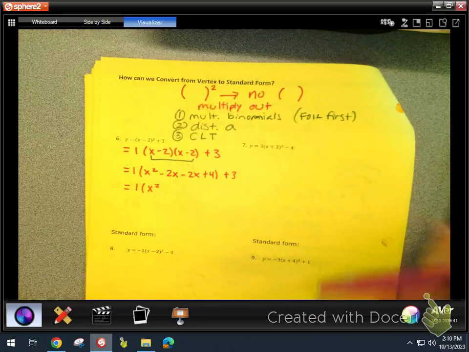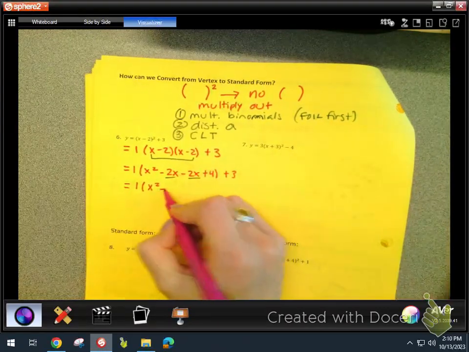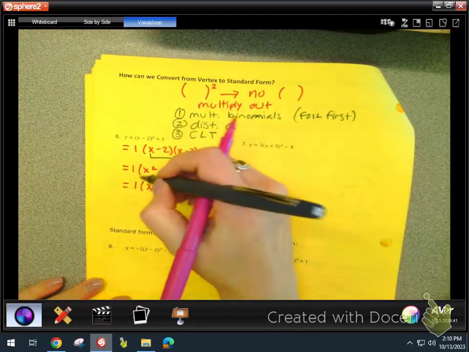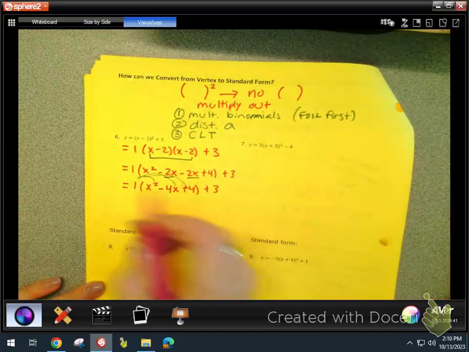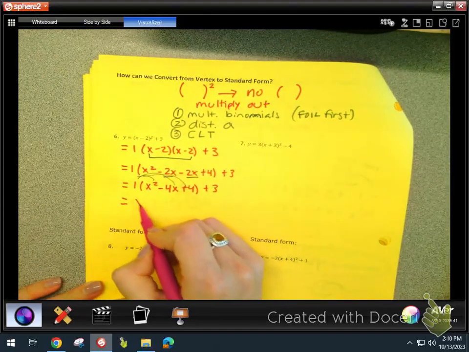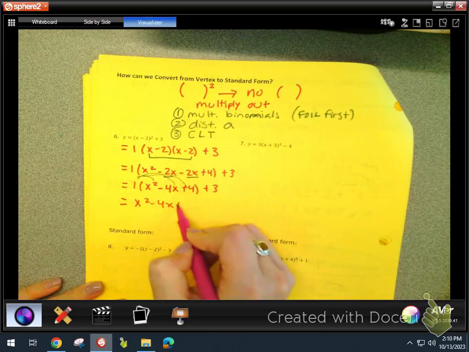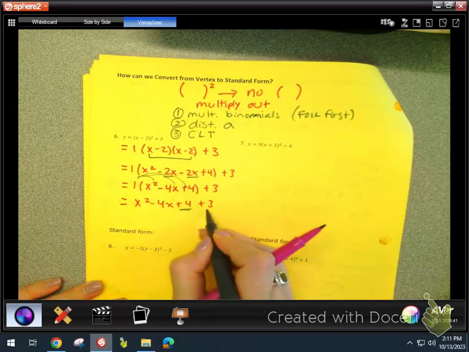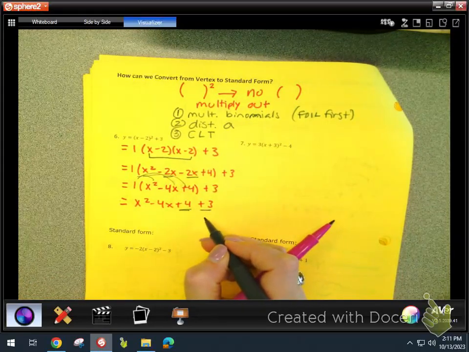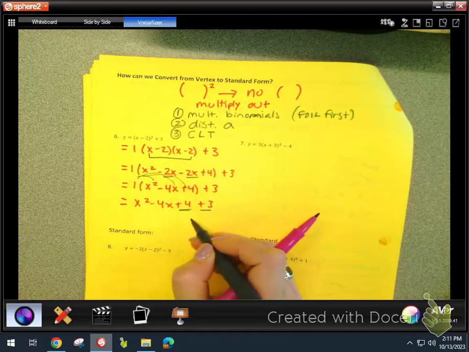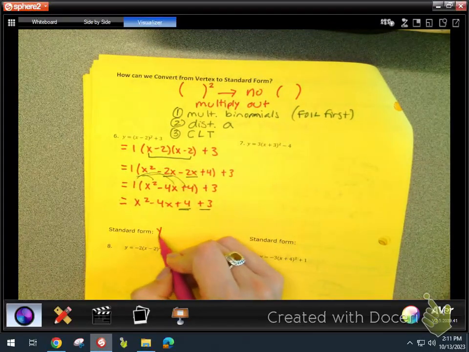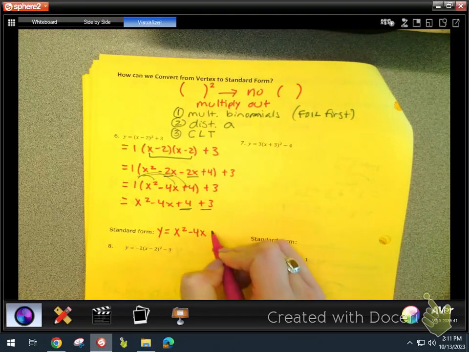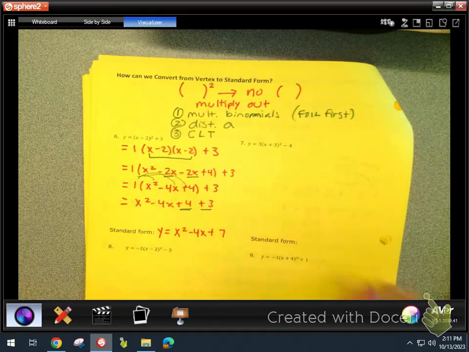Because it is just a 1, I combine my middle terms: minus 4x plus 4 plus 3. Distributing the 1, I'm going to show the steps, not going to do anything different in this problem. But I have x squared minus 4x plus 4 plus 3. And then here's my step 3. After I distribute in the a, I want to add up those last 2 guys. So my standard form will be y equals x squared minus 4x plus 7.